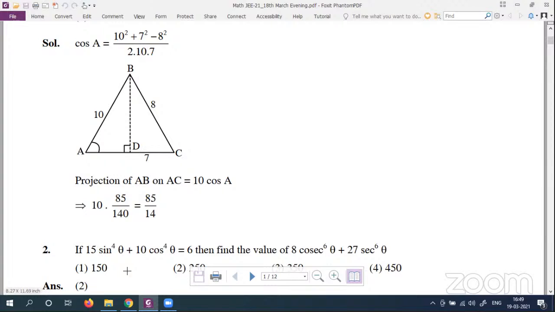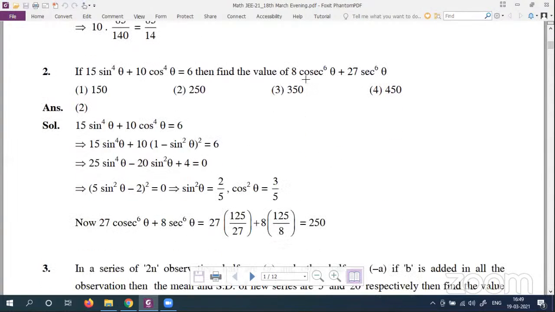See the next one. There's an equation given in terms of sin and cos. We need to find the value of 8 cosec power 6 theta plus 27 sec power 6 theta. So from the given equation, try to find the value of sin theta. To find the value of sin theta, what we can do is convert cos in terms of sin using the identity cos square theta is 1 minus sin square theta.